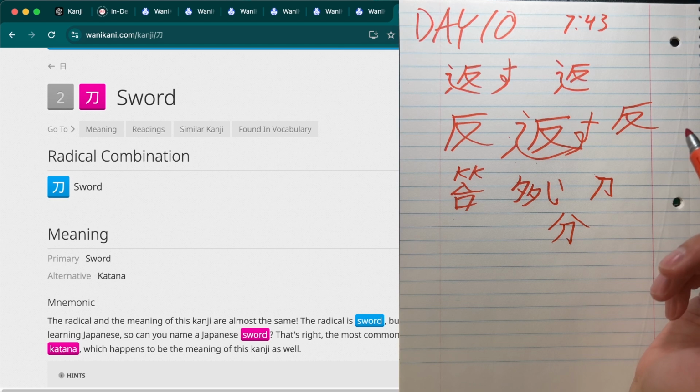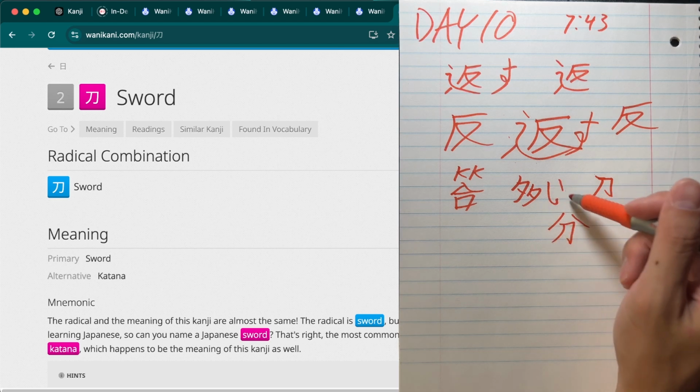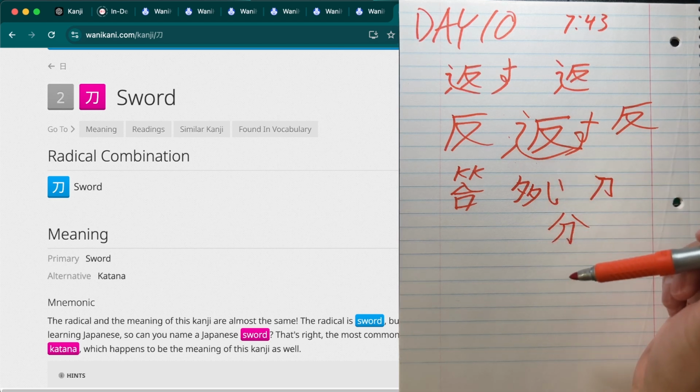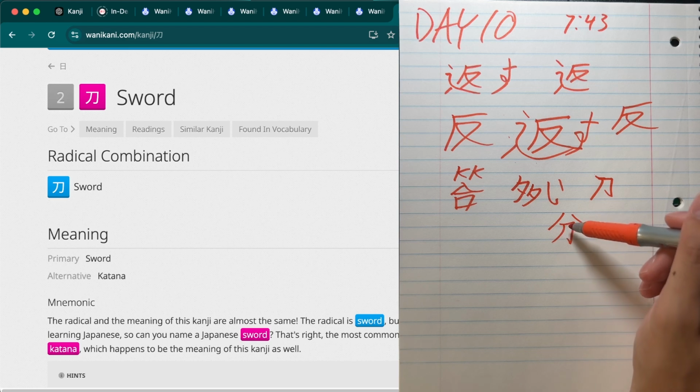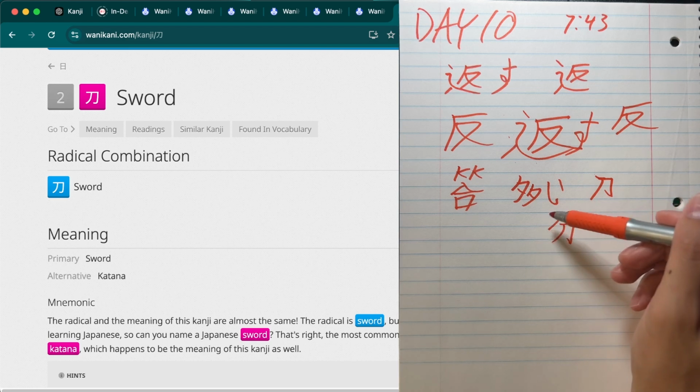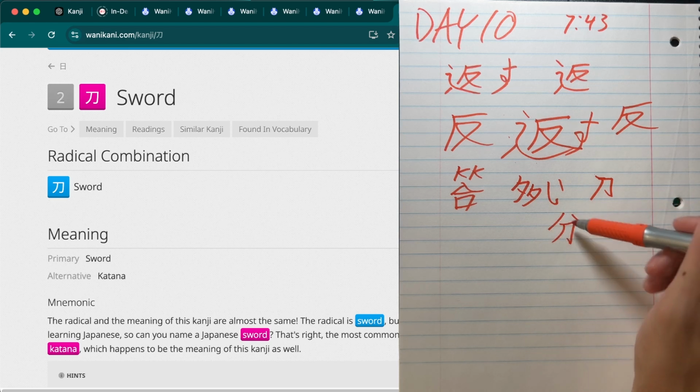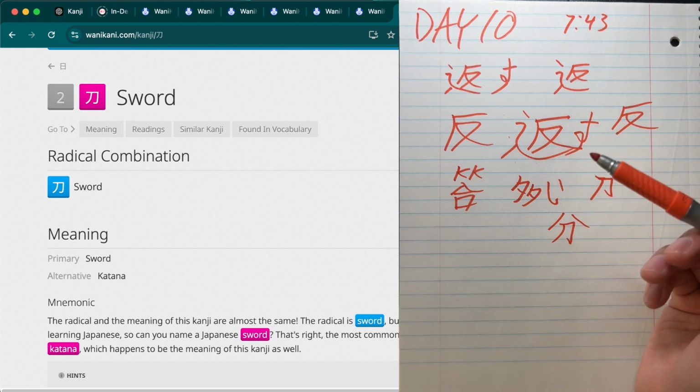And with that, it means bun. So the sword cuts something in half. And that is so clever. I really appreciate how everything comes together like that for this character, and just the Japanese language system in general.